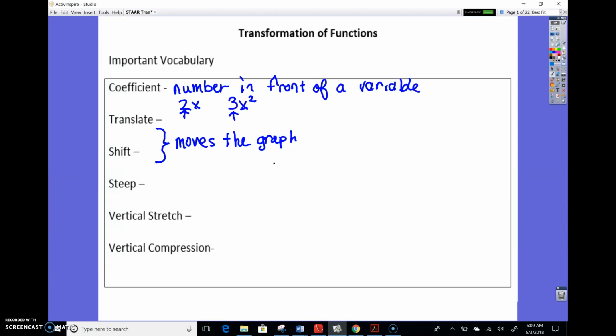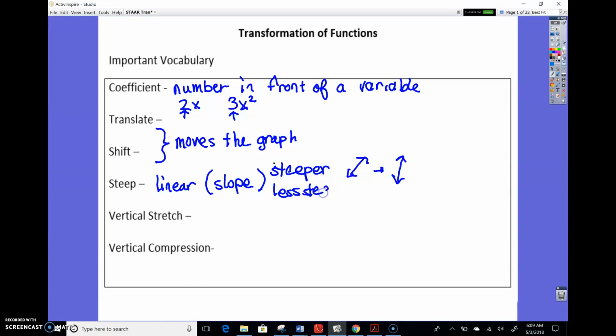Steep. Steep is when we talk about linear functions and slope. Steeper means more vertical. That means a line that looks like this becomes more like this. That's what steep is. If it's less steep, the line becomes like this, flatter, more horizontal. That is less steep.